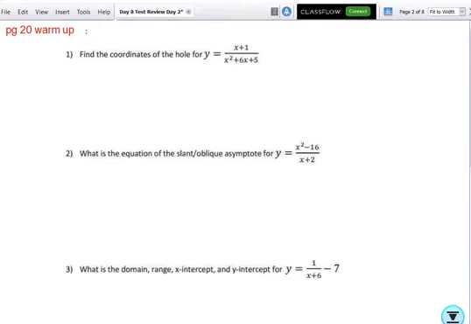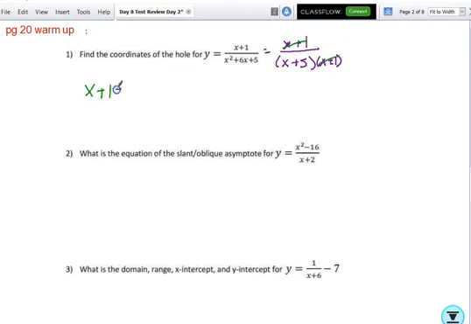Okay, so this is the warm-up on page 20. Find the coordinates of the hole. We have to factor the denominator. What multiplies to 5 and adds to 6? Positive 5, positive 1. So for the hole, then we eliminate this factor.